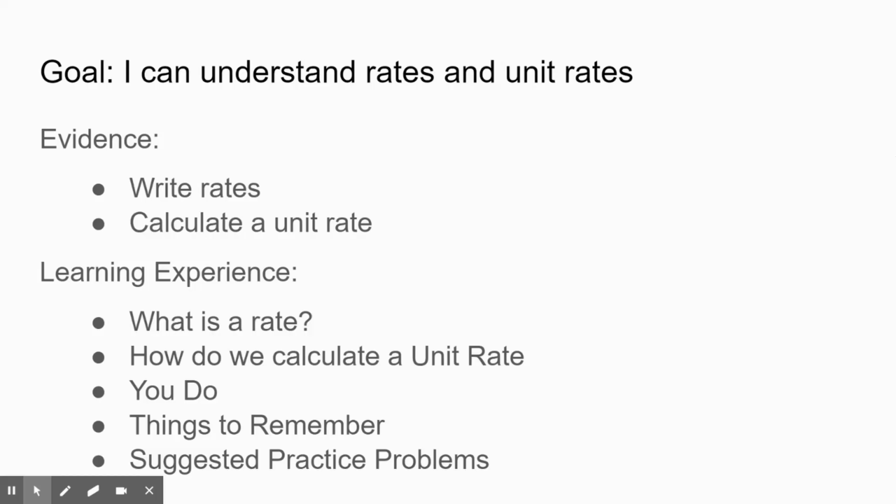In today's video, we are going to be understanding rates and unit rates. More specifically, unit rates, because they're generally more helpful. We're going to learn how to write a rate. It's the same thing as a ratio. And then we're going to calculate a unit rate. That's a little bit more interesting, a little bit more challenging. The learning experience is there, nothing too bad. It might be a little bit of a shorter video today.